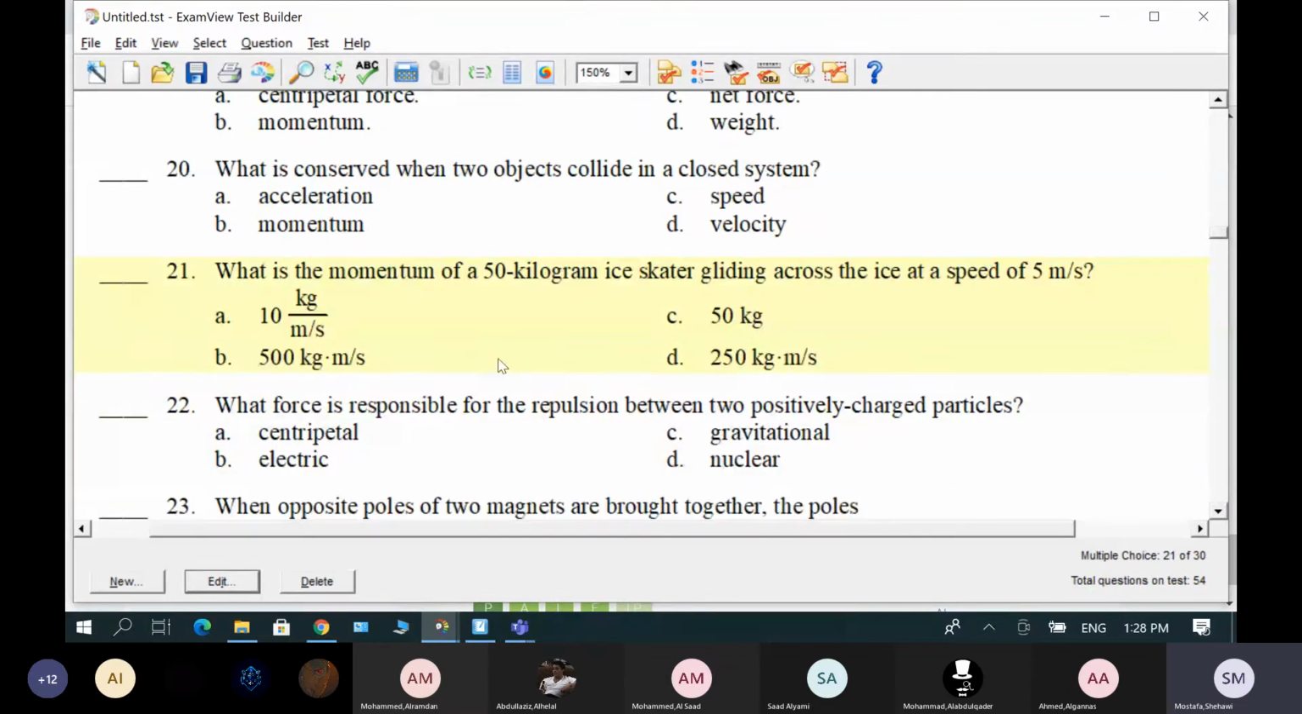21. Read the question and answer it. What is the momentum of a 50 kilogram ice skater gliding across the ice at a speed of 5 meters per second? How to find the momentum? What is the rule to find the momentum? What is the formula to find the momentum?